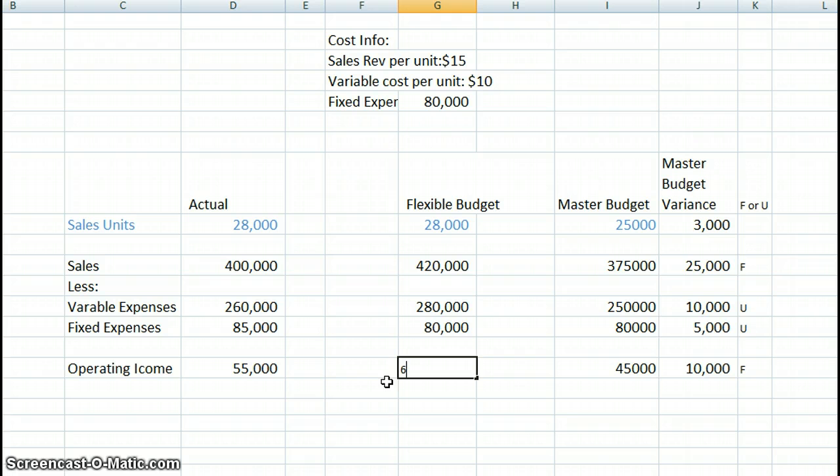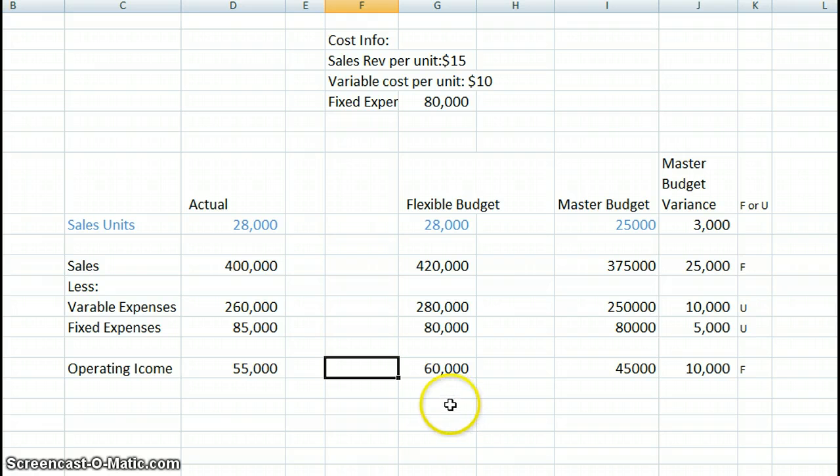That gives you an operating income of $60,000. The $60,000 is $420,000 in sales minus $280,000 in variable expenses minus $80,000 in fixed expenses, giving you $60,000 in operating income.